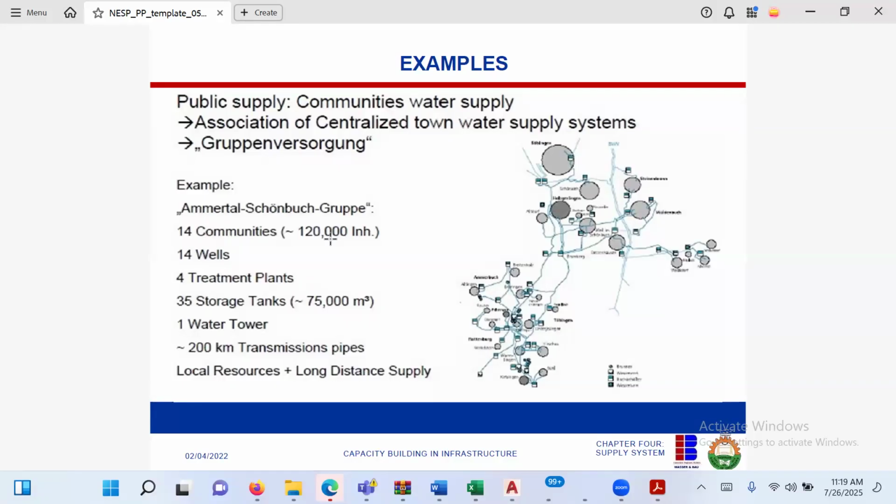They have 1 water tower. That water tower is probably servicing some people that have an issue of head. I'll still come to that. And they have a total of 200 kilometers of transmission pipes. And their water source is local sources and long distance water supply. Probably local sources are not enough, so they augmented it with long distance water supply from other cities, other communities.